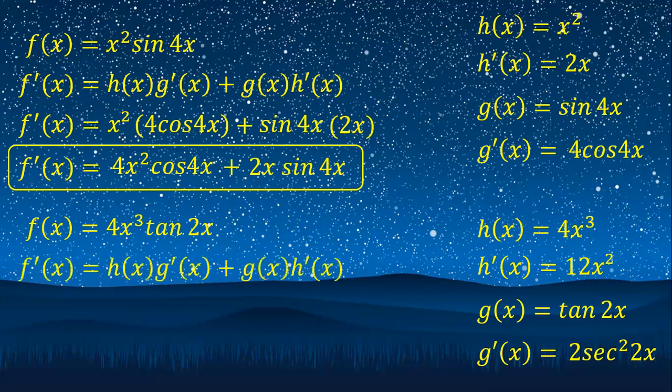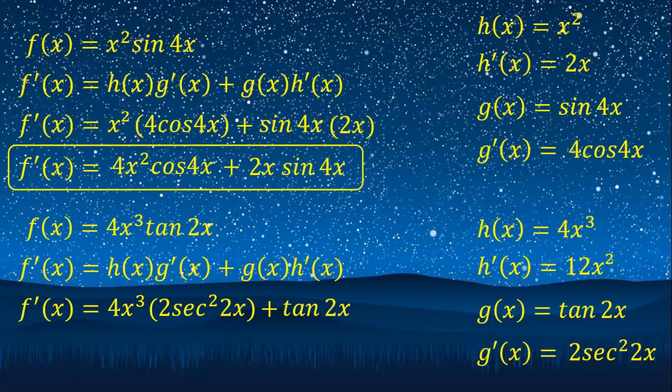So applying the formula of the product rule, we have f prime of x equals our h of x, which is 4x cubed, times g prime of x, that is 2 secant squared 2x, plus our g of x, that is tangent 2x, times our h prime of x, that is 12x squared.